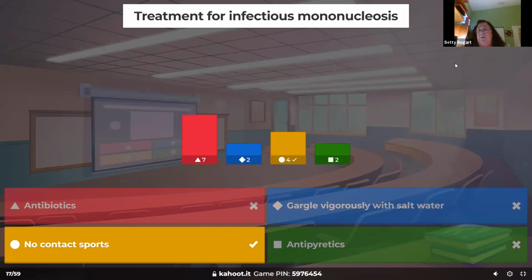So mononucleosis, it's viral. Yes, it's treated by rest, but the big thing is protect that abdomen. No contact sports until they're cleared by their physician.